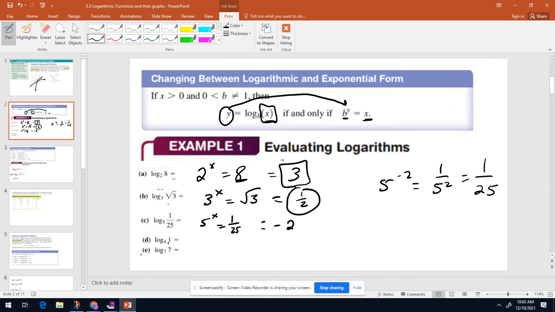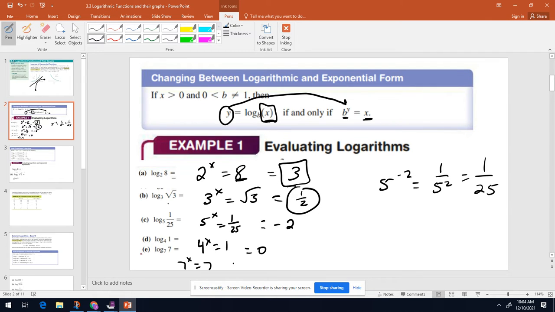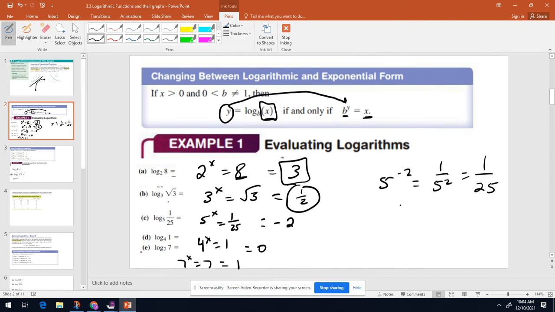Log base 4 of 1 equals, so this says 4 to some power equals 1. Well, what can I raise any number to, to equal 1? That would be 0. And then the last one here says 7 to some power equals 7, and that would equal 1. So these answers generally, when you're simplifying or evaluating a logarithm, stay under 5, like 5, 4, 3, a half, -2, 0, 1. Not very often do you get much larger numbers.